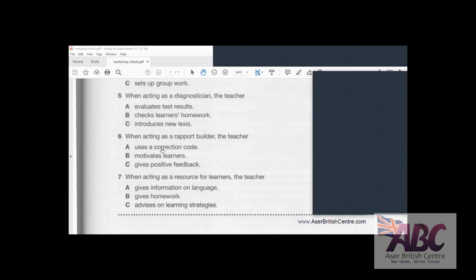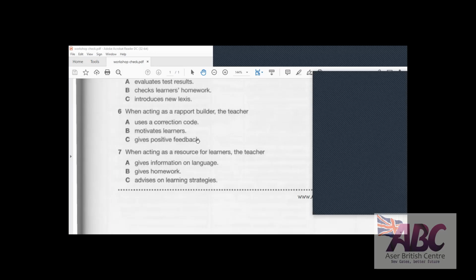Now, next, 6. When acting as rapport builder, the teacher uses a correction code, motivates learners, and gives positive feedback. Which one is not suitable at all? A. That's right. Now, if you are doing A, using a correction code, what role are you going to be playing? What's the teacher role for A? Assessor. Yes, assessor. All right.